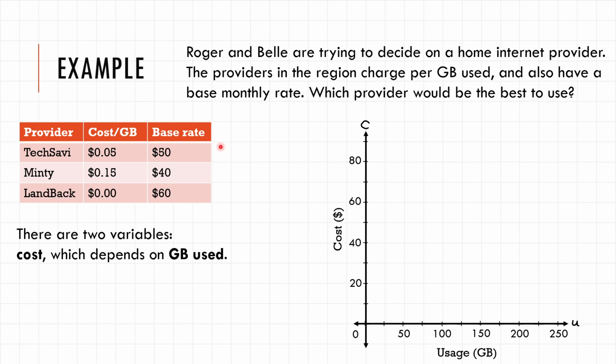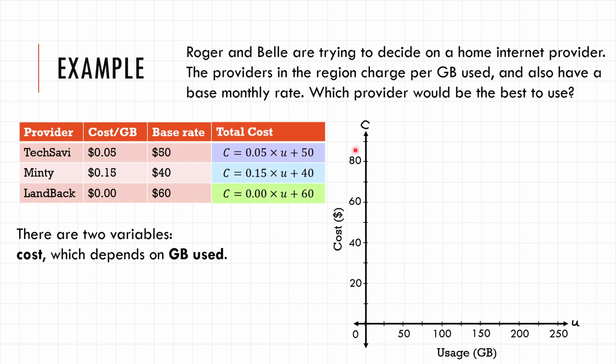So when I'm coming up with equations for each of these three, it's pretty easy. We know that the cost for every gigabyte is our slope, because every time the gigabytes increase by 1, the cost increases by this amount. And the base rate is the amount that I will pay even if I use 0 gigabytes. So even if I'm at 0 here, I will still pay this amount, which means that this is my intercept. So the equations are right here.